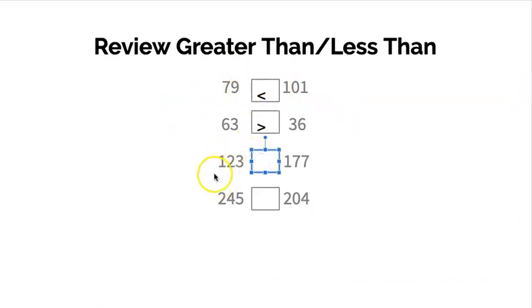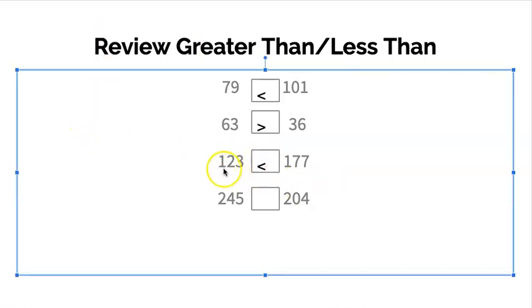All right, looking at this one, you have 123, and then we have 177. So we have a 1 in the hundreds, 1 in the hundreds, so we have to go to the tens. There's a 2 in the tens place and a 7 in the tens place. So which one's bigger, 2 or 7? Yep, 7. So we have to make sure the mouse is eating the bigger number. So we would say 123 is less than 177.